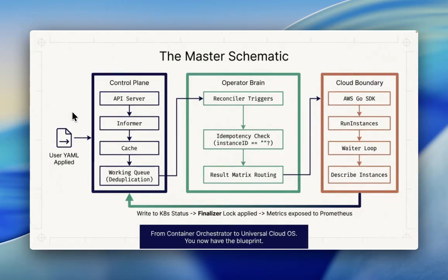The master summary. The user's YAML is applied. You have the control plane: API server, informer, cache, work queue. Then you have the operator brain, which is the reconcile triggers and idempotency check. Then you have the result matrix. Then you have the cloud boundary: AWS Go SDK, RunInstances, waiter loop, DescribeInstances. So it writes to the status, finalizer, log applied, and metrics exposed to Prometheus.